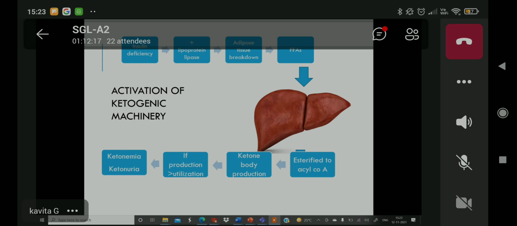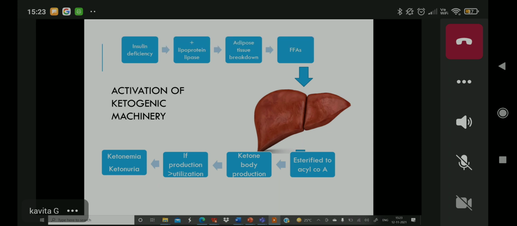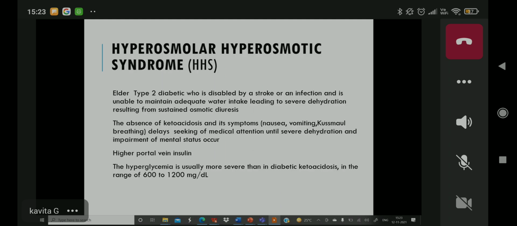So how does the ketogenic machinery get activated over here? Your insulin is deficient. Lipoprotein lipase is in effect activated. Adipose tissue is broken down. Free fatty acids are there in the bloodstream. They are going to be esterified. Acyl coenzyme A, ketone body production. If the production is more than the utilization, obviously we're going to get ketonemia and ketonuria, and that is why we test for ketone bodies in diabetes.